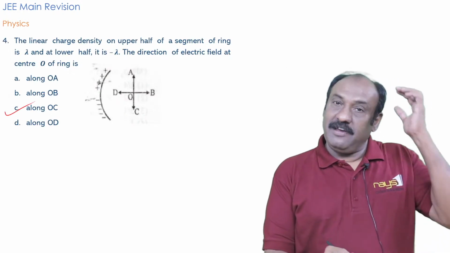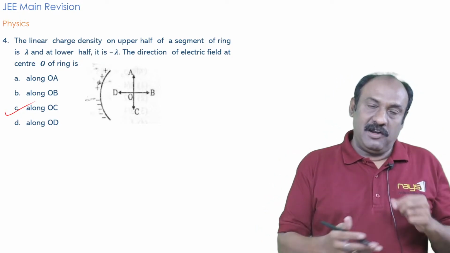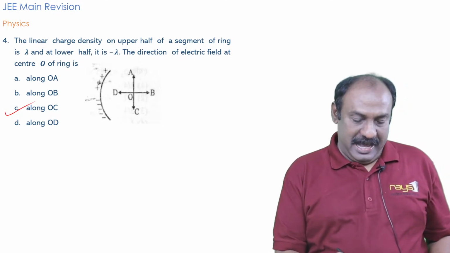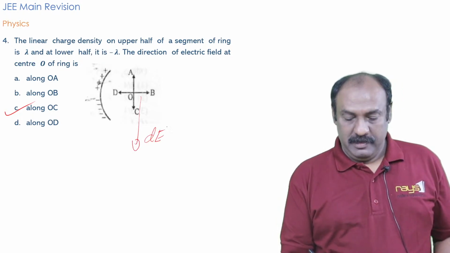The linear charge density on the upper half of the ring is lambda. The lower half is minus lambda. So the direction of the electric field at the center of the ring acts along this direction, that is the net field.